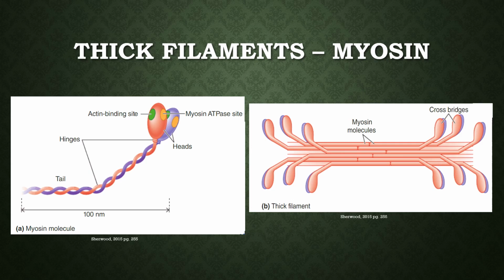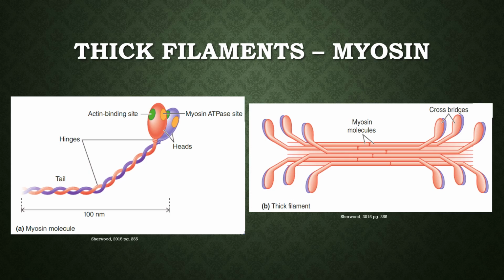So myosin makes up thick filaments. Each thick filament has several hundred myosin molecules packed together in specific arrangements. Myosin molecules, as seen on the left here in the image, consist of two identical golf club shaped subunits with their tails intertwined and their two globular heads projecting out at one end. The heads form cross bridges between thick and thin filaments.